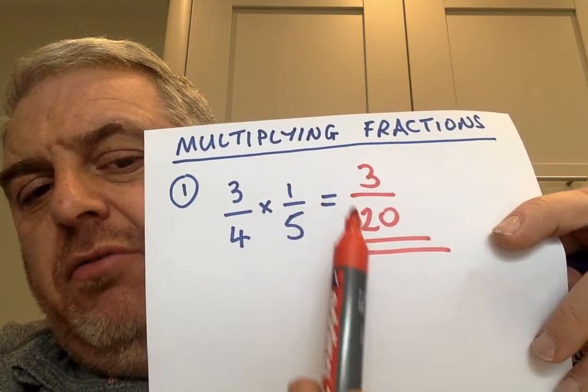So watch again, top times top gives me our numerator, divided by bottom times bottom, which gives me my denominator, 3/20. Now, the only other thing to bear in mind, which we'll pick up with the second example, is that sometimes your answer will give an answer that can be cancelled.